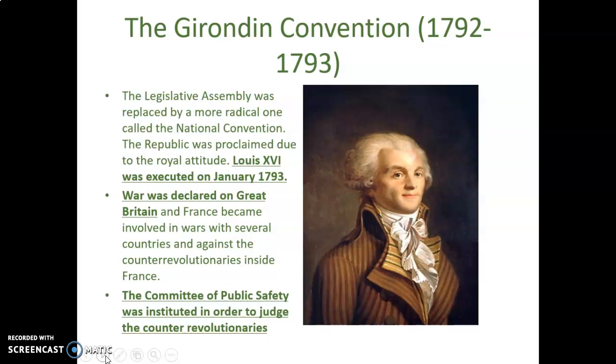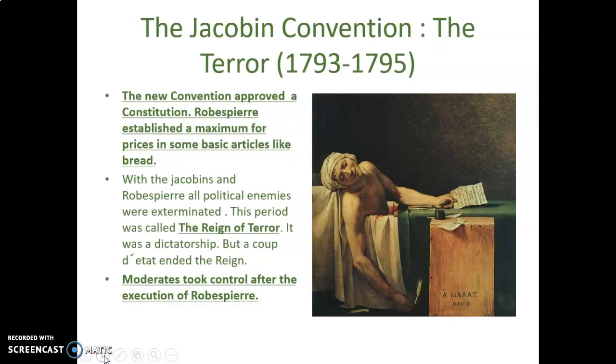France. So Maximilien Robespierre sets up this Committee of Public Safety, and it's basically an institution in order to judge counter-revolutionaries. Who is not a revolutionary? Because if you're not a revolutionary, they're going to put you to death. This leads to the Reign of Terror, the Jacobin Convention from 1793 to 1795.